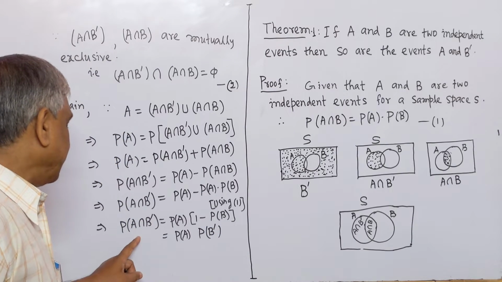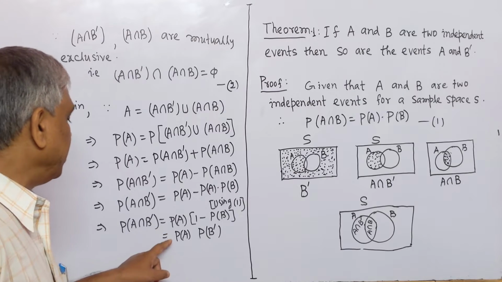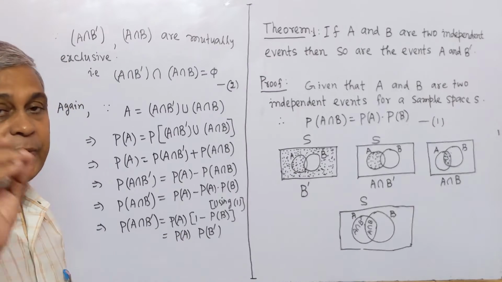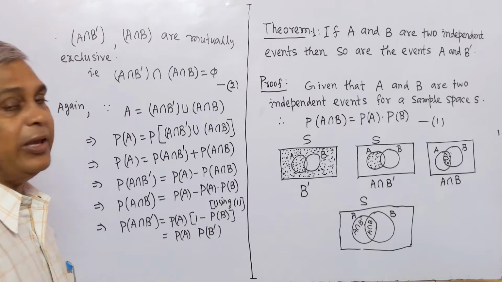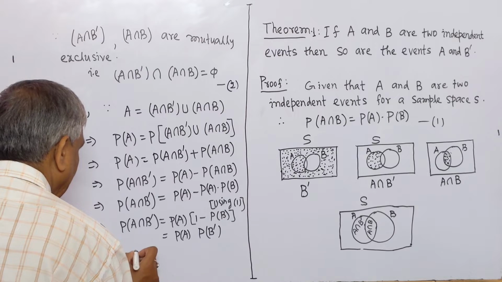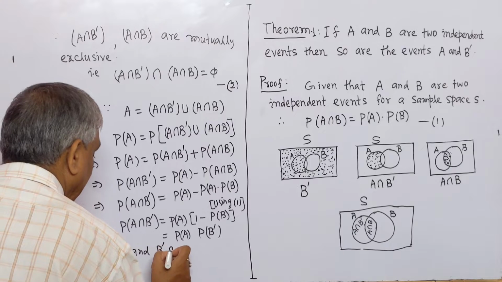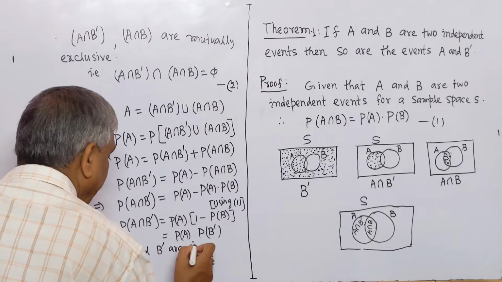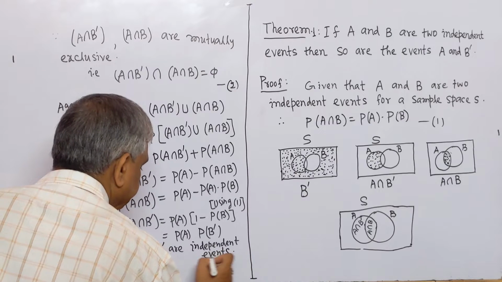Here we see that probability of A intersect complement of B equals probability of A multiplied by probability of complement of B. Therefore, A and complement of B are independent events. Proved.